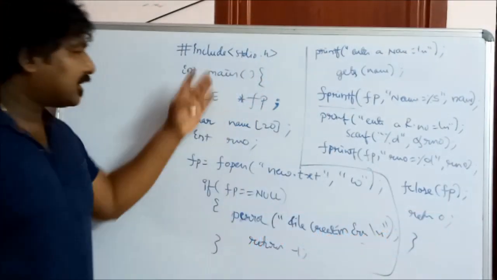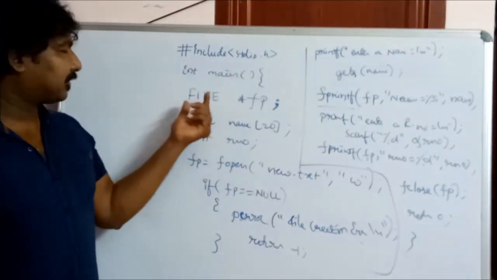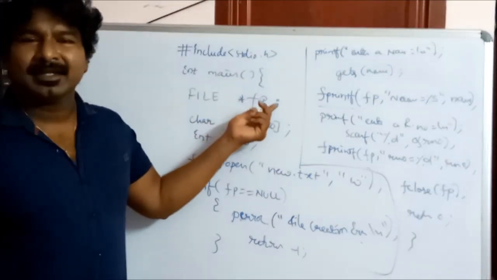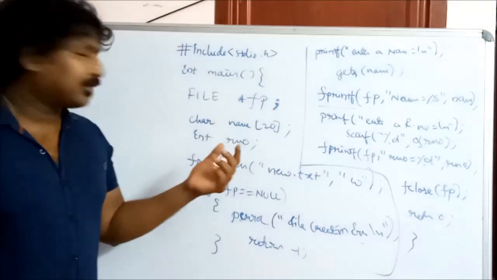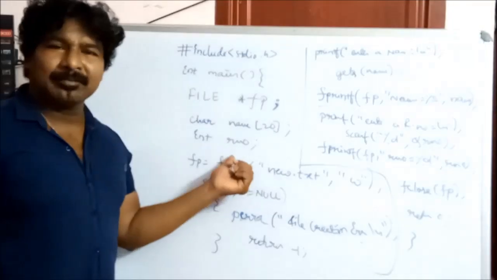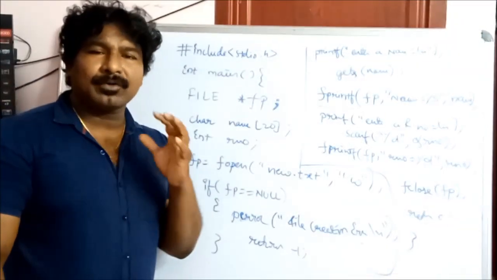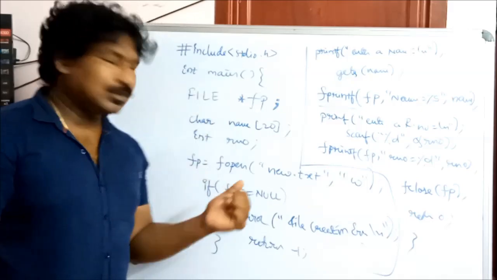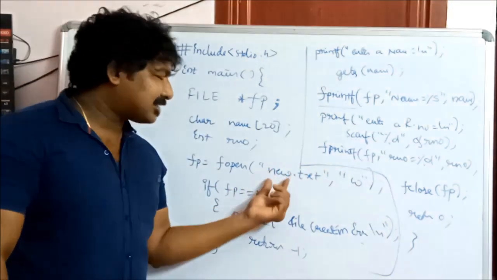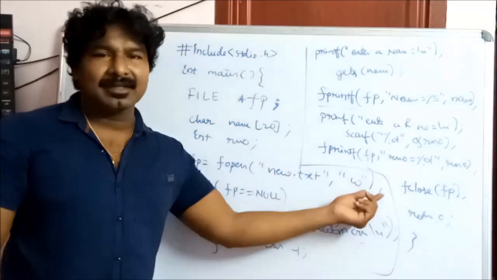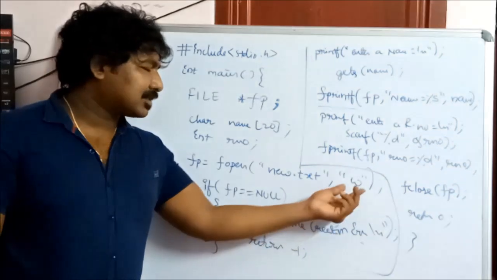Okay friends, just look at this particular program, you will have an idea. How do you create a file? I create a file with FILE star fp. That means I need a file pointer. Then I want to read a name and roll number, so I have taken two variables, name and roll number. If you want to create a file or open an existing file, you have to use fopen with the file name and mode. Here the file name is new.txt, and the mode will be the write mode because I want to create data. That means the w mode.